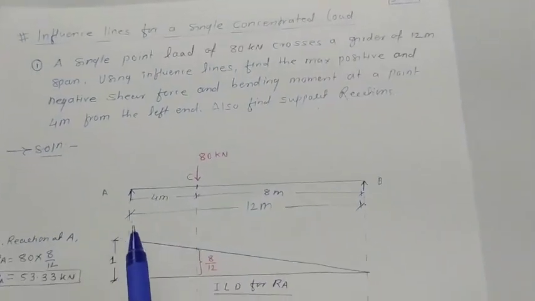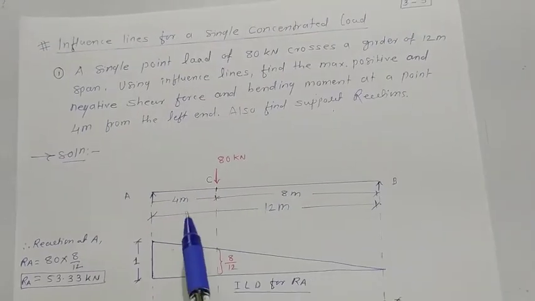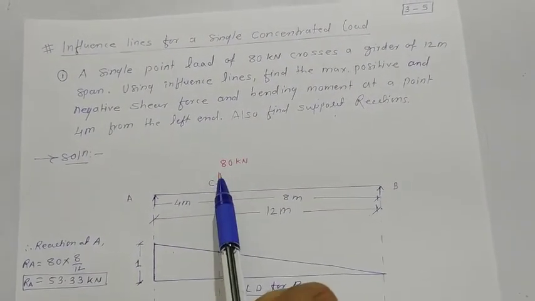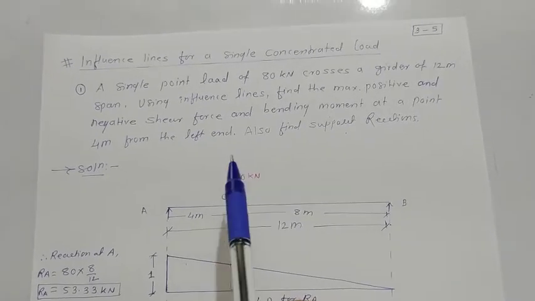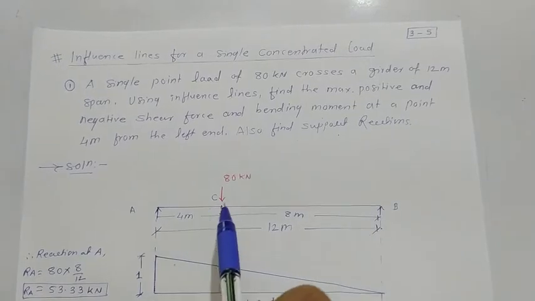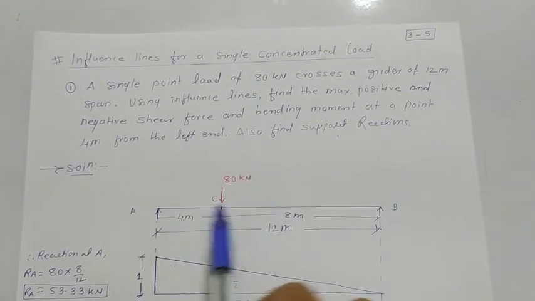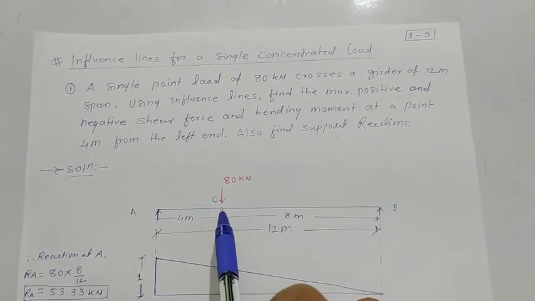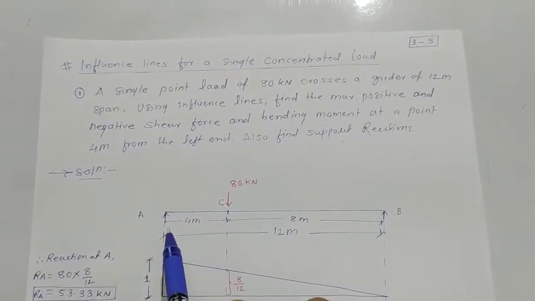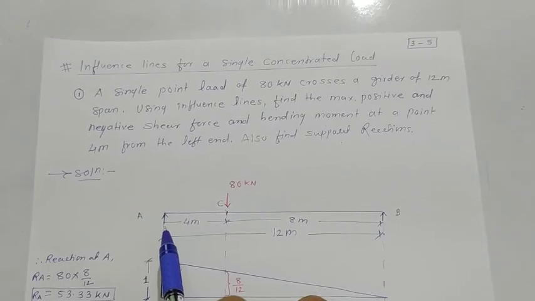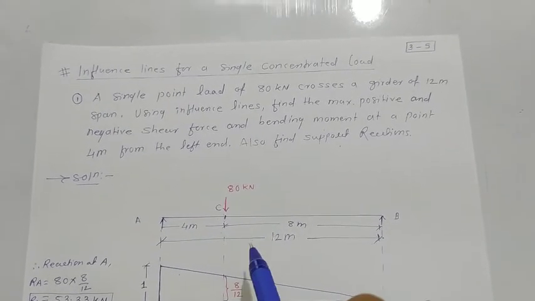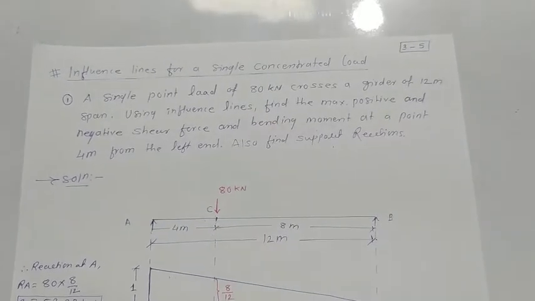So solution: first draw a line diagram of the given beam. The total span is 12 meter. At point C, an 80 kilonewton load is acting. Actually the load is a moving load, and I want to find out the shear force and bending moment at point C. So point C is at 4 meter from A and at 8 meter from B.